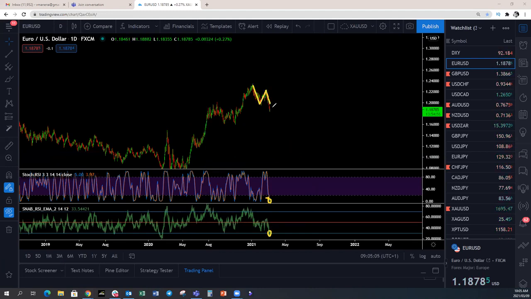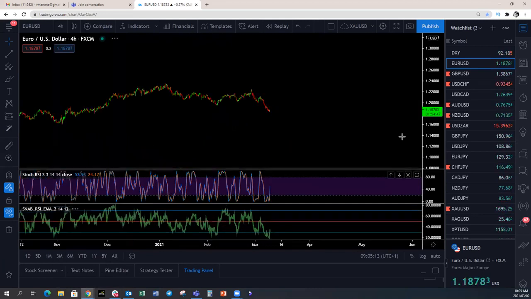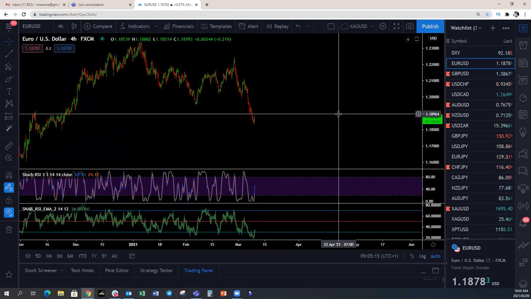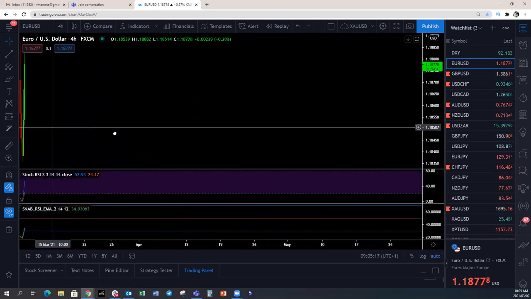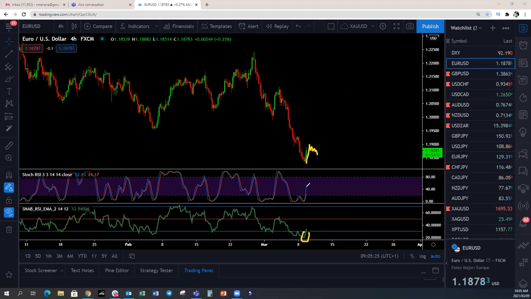So let's see if this is what we're going to get here on euro US dollar before we get a move to the upside. We're making a nice bounce on the 4 hour right now. It's a nice bounce on the 4 hour and on the 1 hour as well. So we just want to see something like this. You can see the 1 hour is also well below 50. So this is still very bearish.